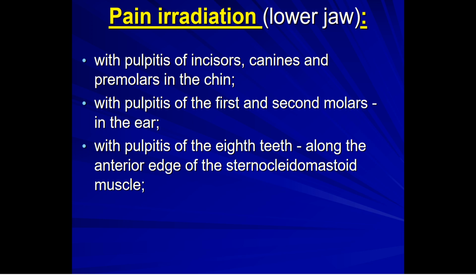Pain irradiation. For the lower jaw: with pulpitis of incisors, canines and premolars, the pain irradiates to the chin. The pulpitis of the first and second molars irradiates to the ear. With pulpitis of the eighth teeth, along the anterior edge of the sternocleidomastoid muscle.